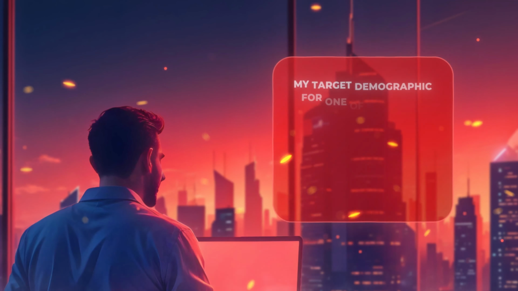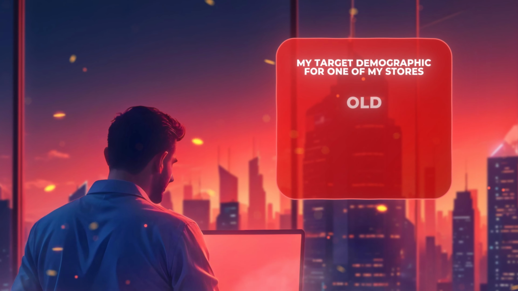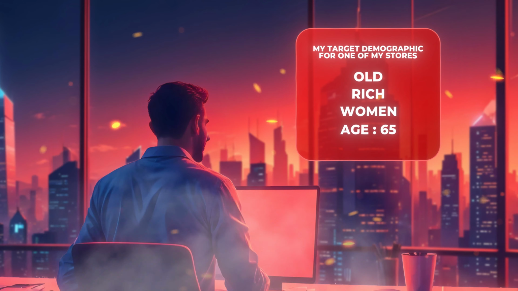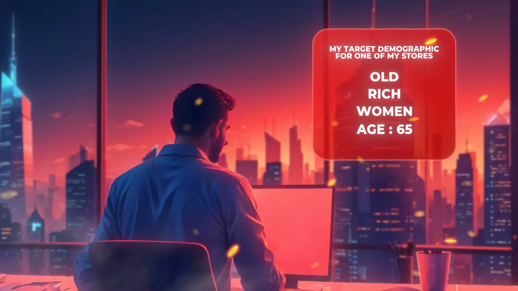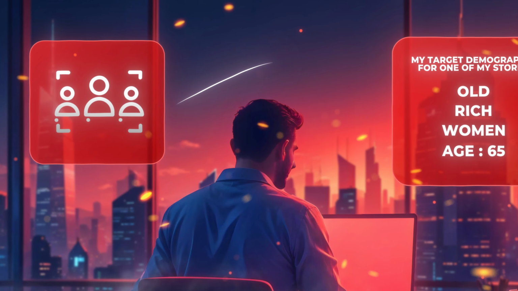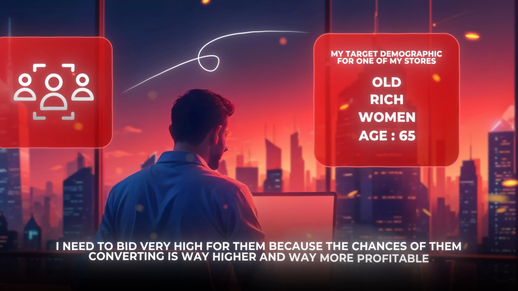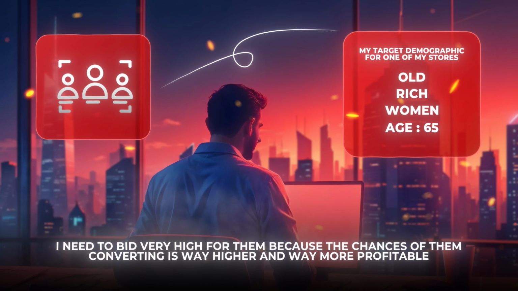For example, my target demographic for one of my stores is old, rich women that are over 65. That is my target demographic for one of my best selling product types. So I know for sure when someone matches all 5 or all 4 of those criteria, I need to bid very high for them because the chances of them converting is way higher and way more profitable. I use data to make those decisions. I don't make those decisions right off the rip. It would be a very bad move, but that just shows the capabilities and options that Google Ads gives you.